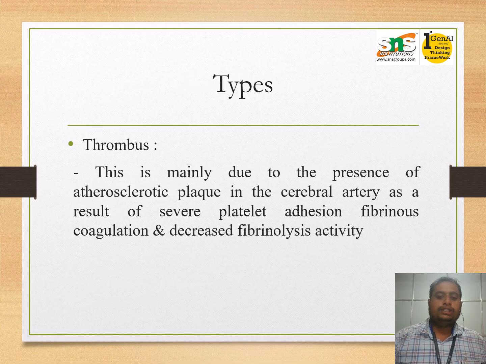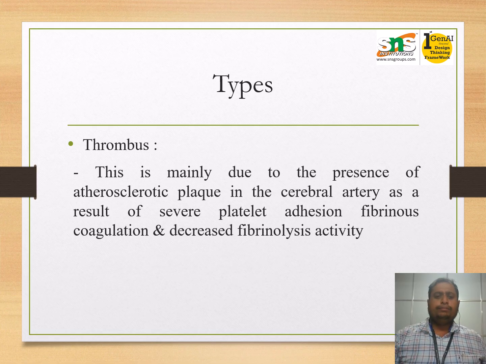Then, I already said there are three types of stroke. The first one is thrombotic stroke. The second one is thromboembolic stroke. The third one is hemorrhagic stroke, and there is also the transient ischemic attack. We will go through these types.